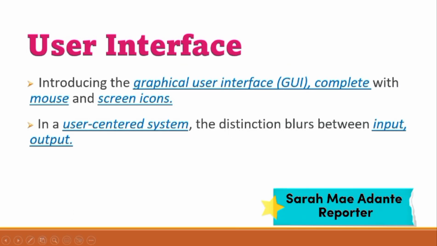Introducing the Graphical User Interface, or GUI, complete with the mouse and screen icons. In a user-centered system, the distinction blurs between input and output. The graphical user interface uses visual elements like icons and a mouse for easier interaction. In a user-centered system, input and output blend together, making the experience more seamless and intuitive.